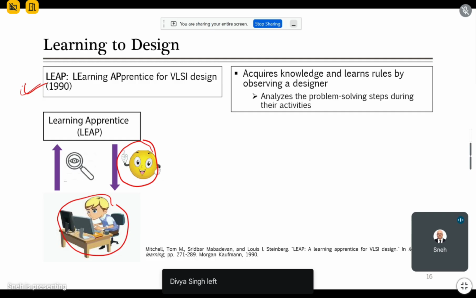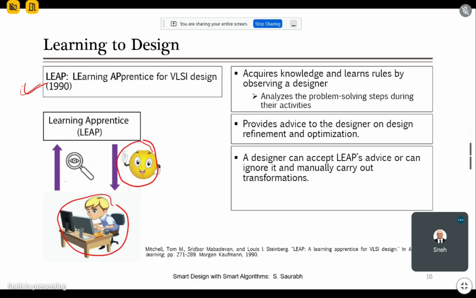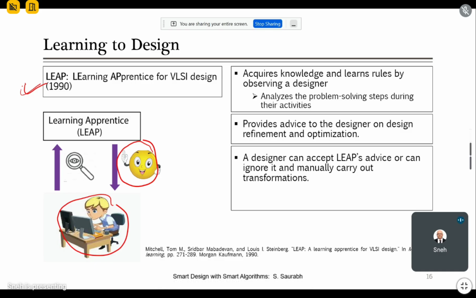It will go on doing this kind of thing, and after sufficient observing of the designer, it will start giving advice to the designer: you have this problem, do this. So it will start giving advice or suggestions to the designer. Now the designer can accept or reject that. It is up to the designer. If the suggestion is correct, they will accept; if not, the designer will carry out the transformation themselves.